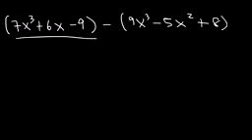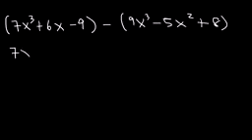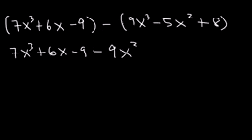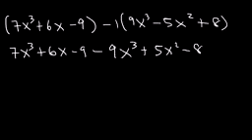So let's rewrite the first part. That's simply 7x cubed plus 6x minus 9. Here we need to distribute the negative sign. So it's going to be negative 9x cubed plus 5x squared. And then negative 1 times 8 is negative 8. Now let's combine like terms. There's no similar term to 7x cubed. So we're simply just going to rewrite it. Actually, wait, I take that back. There is a like term. These two are like terms.